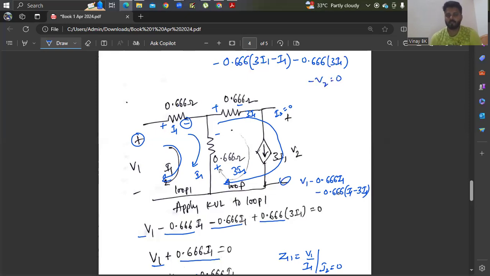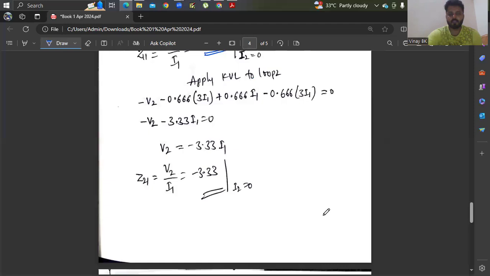Therefore, you can rewrite here minus 0.666 into 2I1 minus 0.666 into 3I1 minus V2 equals 0. So once after simplifying this, you can get minus V2 minus 3.33 I1 equals 0.